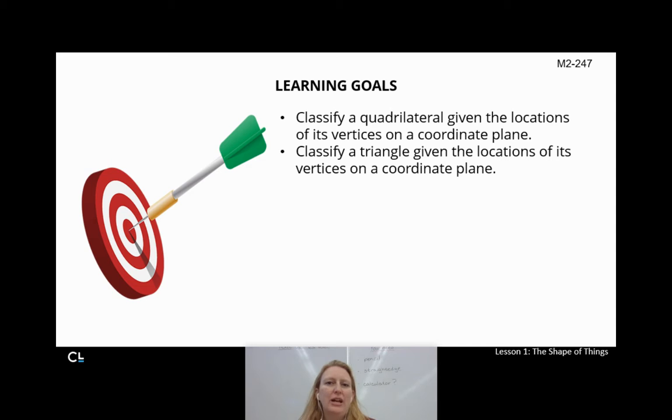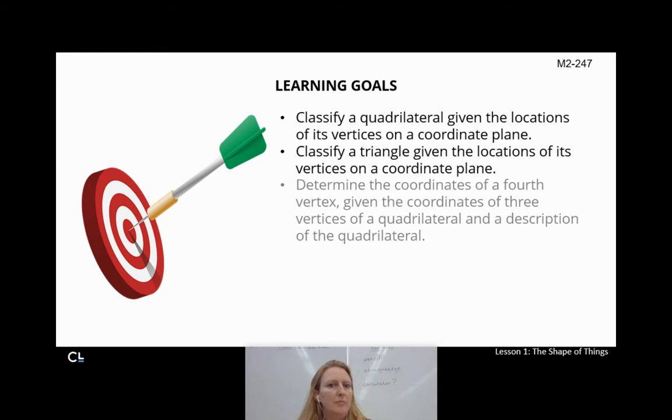We're going to classify our triangles using our distance formula and also using Pythagorean Theorem, oddly enough. We're going to classify our triangle. Is it acute, obtuse, right? Is it isosceles, scalene, equilateral? Like, what are we looking at here? And the cool trick, actually it's probably the easiest one today, is we're going to determine the coordinates of a fourth vertex given the coordinates of three vertices of a quadrilateral and a description of that quadrilateral.